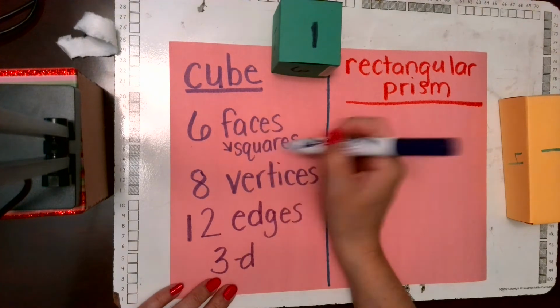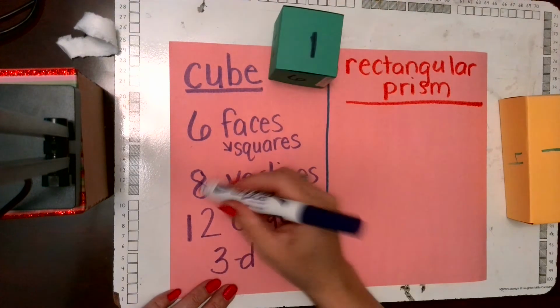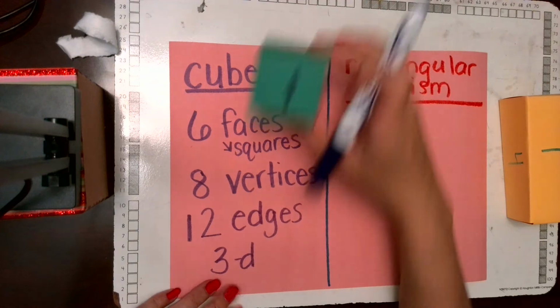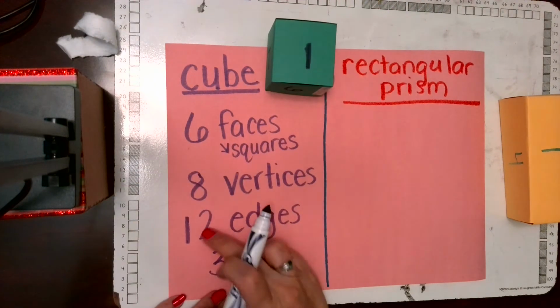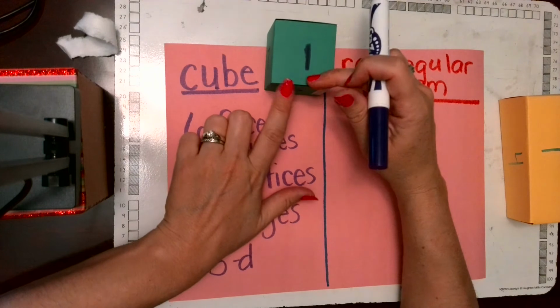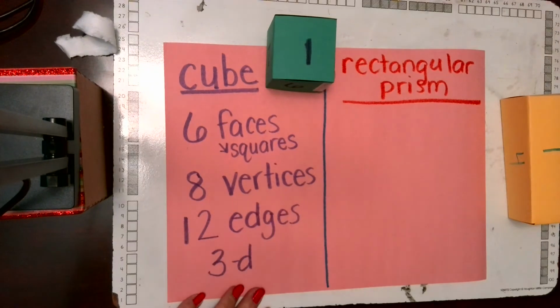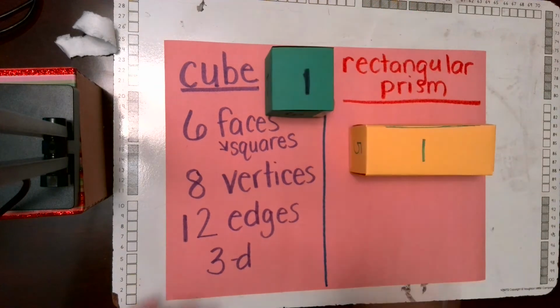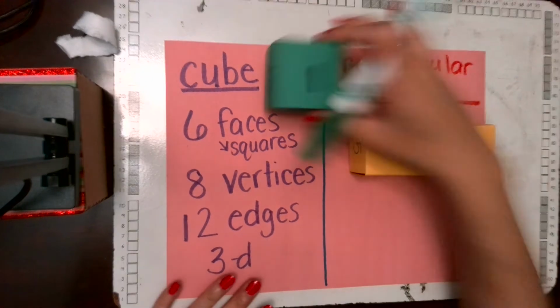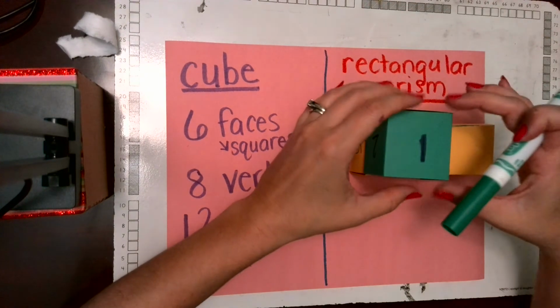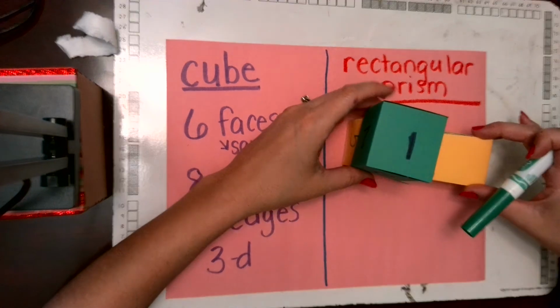6 faces, but all the faces are squares. 8 vertices, which are those corner points. 12 edges, which are where 2 faces connect. And then it is a 3D shape. So let's go ahead and look at our rectangular prism. A rectangular prism looks pretty similar to a cube, but it's kind of like if I took a cube, so here's a cube, stretched it out just a little bit further.